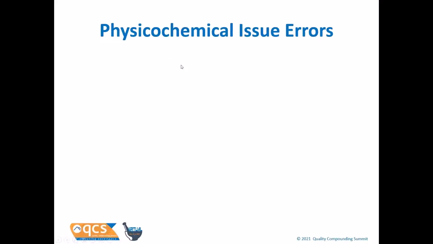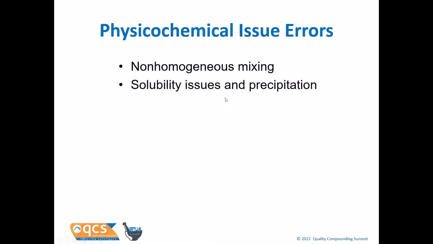Now, let's move into some physical chemical issue errors. Non-homogeneous mixing. Now, this can occur whether you're doing it manually or using equipment. We used to be pretty much involved only with mixing in mortars and pestles or beakers and things like that, but now we've got some incredible equipment that can be used to ensure thorough mixing. But that equipment must be used properly in order for your final preparation to be homogeneous like it should be.